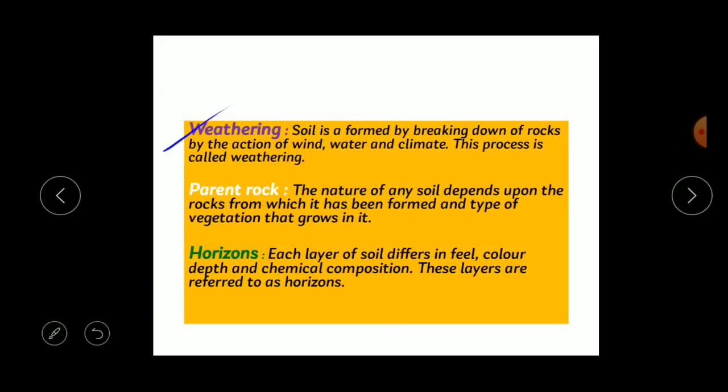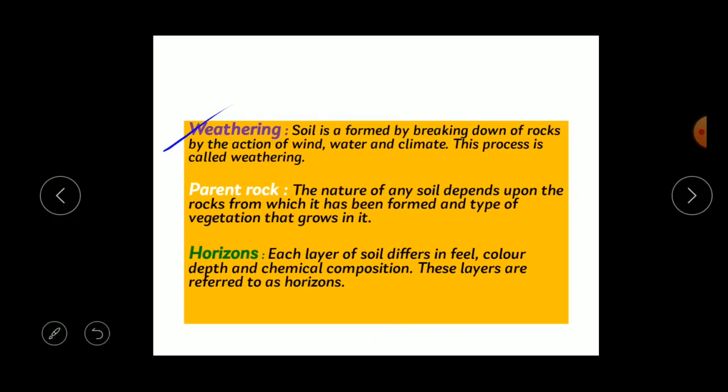weathering. What is weathering? Now the question may arise in your mind that you already know the meaning of soil, right? So how is this soil formed? The soil is formed by the process of weathering. So now, what is this weathering?